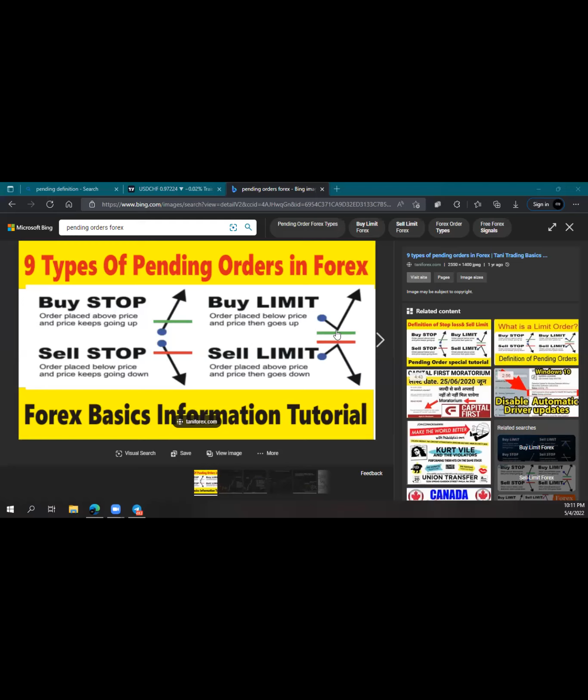If they tell me to enter at 1800 and I see it at 1799, right? 1799 is close to 1800. I can enter that as a market execution. But the only time you're using pending orders is if the market is far from that entry. So now let's look at sell limit. Sell limit is an order placed above the market price, and what happens? The market goes down.